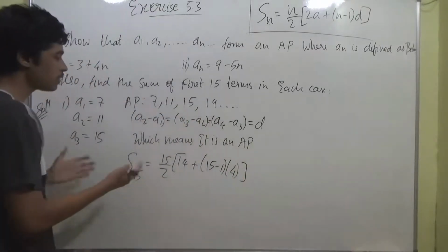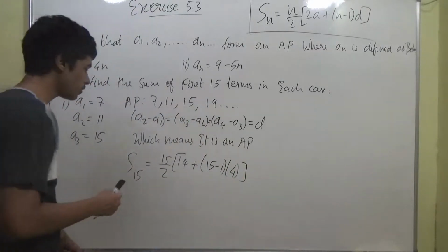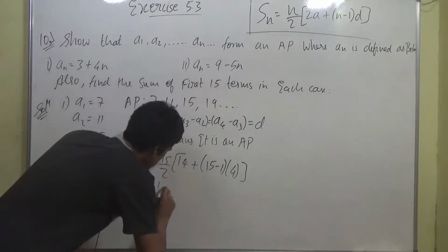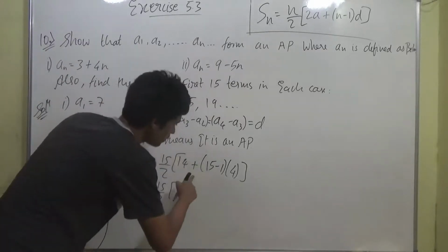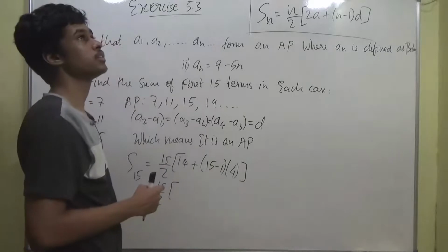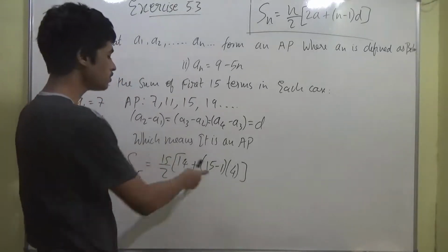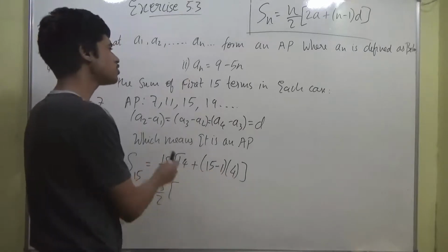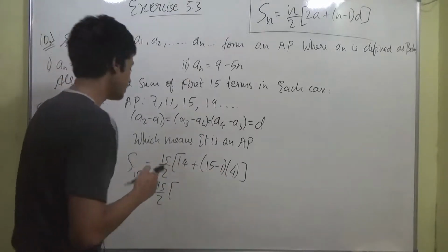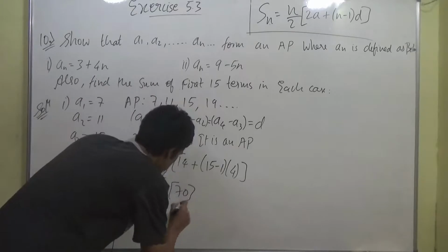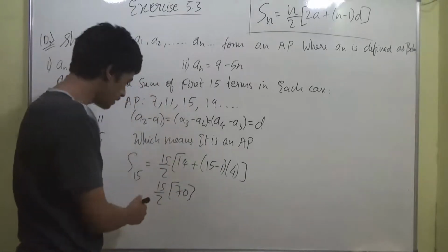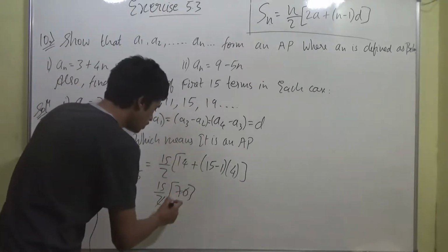Right, now we have to calculate this, guys. When you calculate this, this is going to become equal to 15 by 2. Let's keep it as it is. Inside it will become 14 plus 14 into 4 is 56. So 56 plus 14 will become equal to 70, right? So overall it will become 15 into 70 by 2. Now we can cancel this 2. 1s are 2, 2 35s are 70.